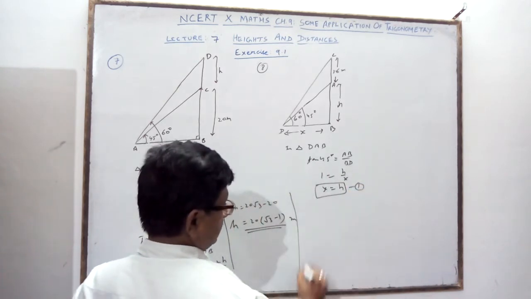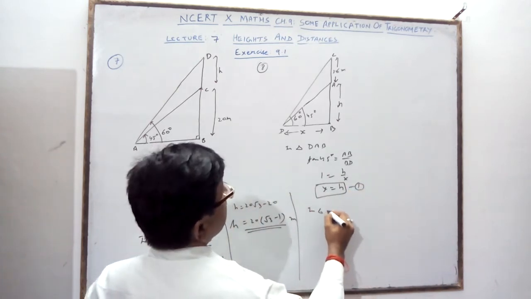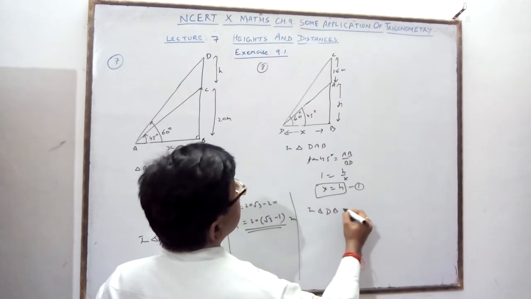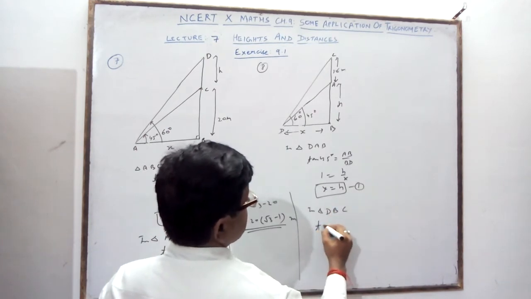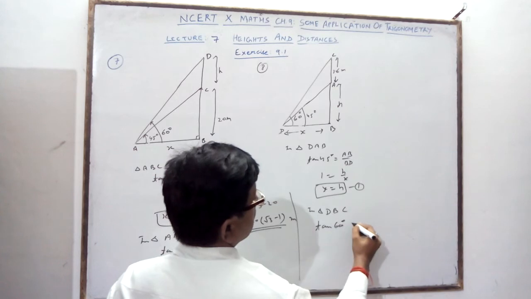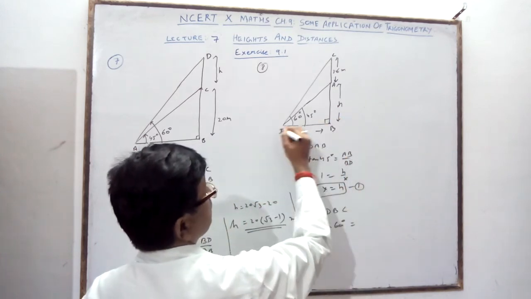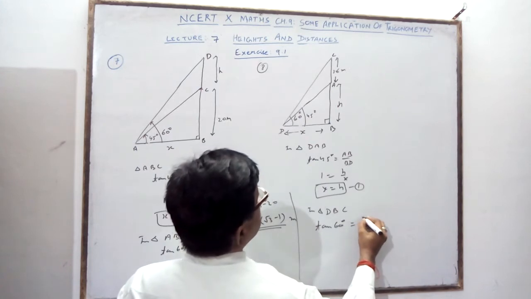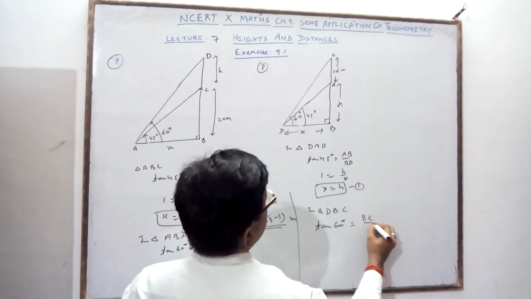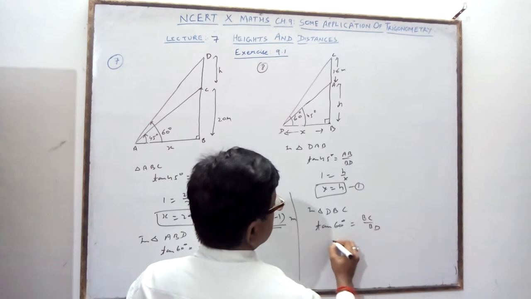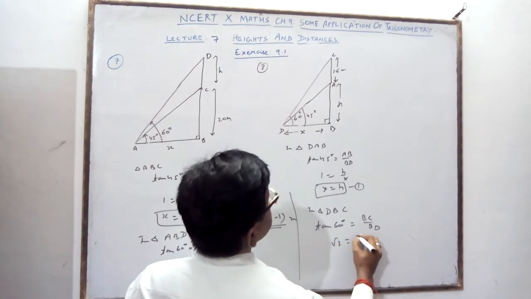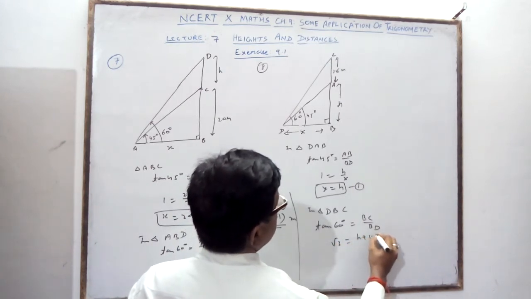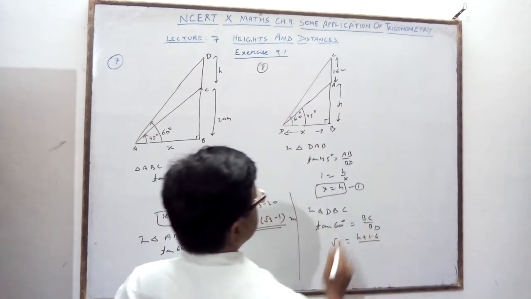In triangle DBC, tan 60 is equal to, only the right triangle you will take, DBC, not DAC. P upon B means BC upon BD. So root 3 is equal to BC, you can write H plus 1.6, upon what is the BD?